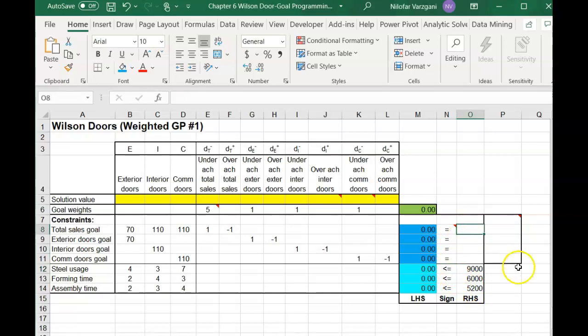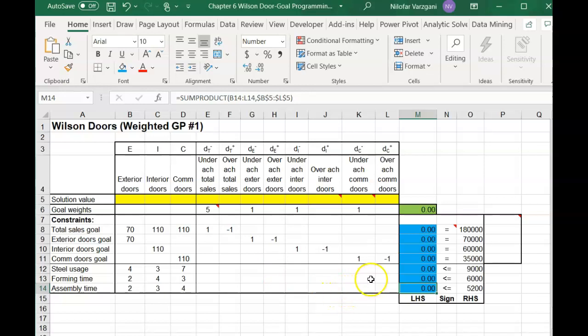And the right-hand side values here would be the goal targets that we have set. So 180,000 for total sales, 70,000 for exterior sales, 60,000 for interior, and 35,000 for commercial door sales. I'm sorry about the blue color, it's not matching here, so just to avoid any confusion, I'll make it the same blue color. Okay, so now our model is complete in terms of all the input and all the functions that we needed to be in there.